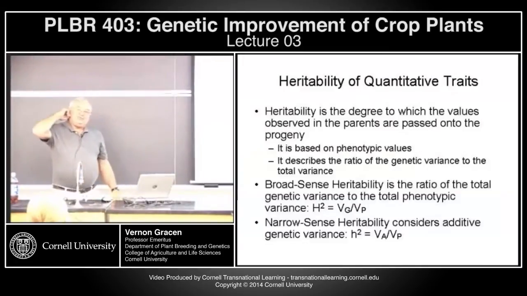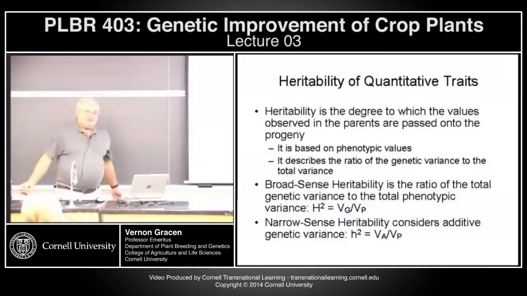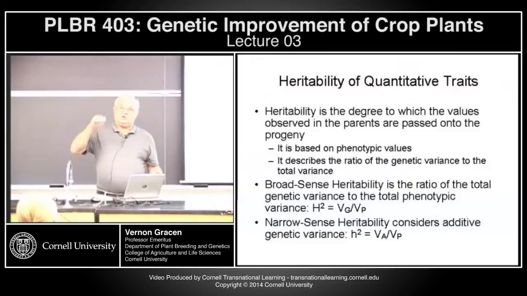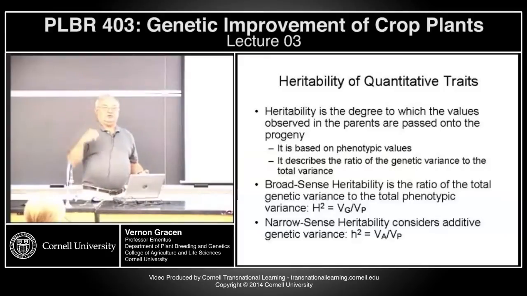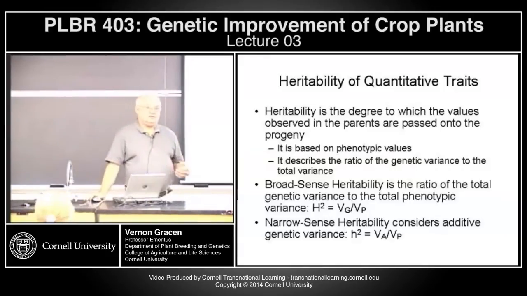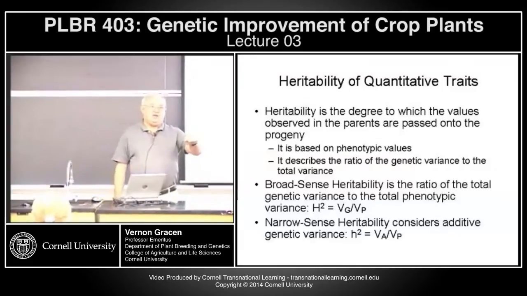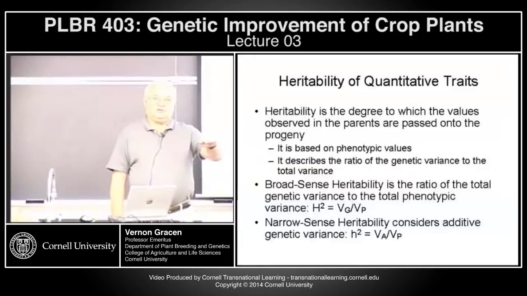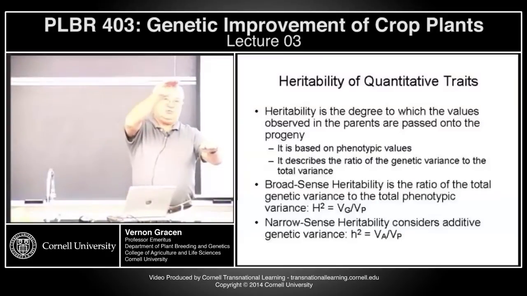So what are these types of gene action? Additive is just what it sounds like. Each allele adds an incremental value. So if we're dealing with plant height, a plant with 5 dominant alleles, or 5 functional alleles, would have a height like this. A plant with 10 would be twice as tall.